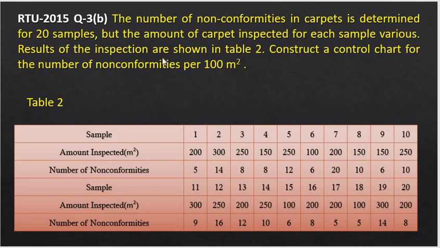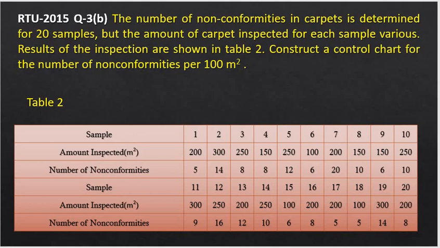So the question is like that: the number of non-conformities in carpets is determined for 20 samples, but the amount of carpet inspected for each sample varies. Here the sample varies. Results of inspection are shown in this table. To construct a control chart for the number of non-conformities per 100 meter square.